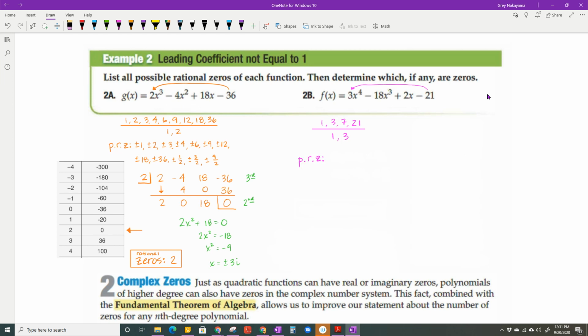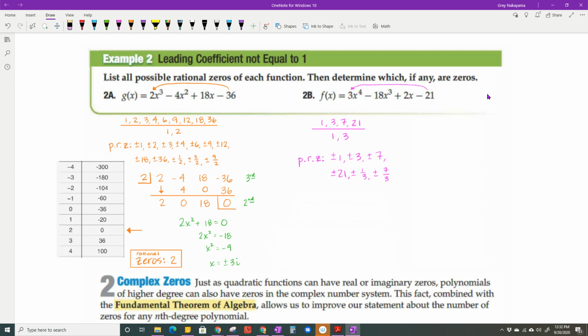So my possible rational zeros, I'm going to list all those that go over 1: plus or minus 1, 3, 7, and 21. 21 must be down here. And then I'm going to put them over 3. So 1 over 3. 3 over 3 is already in there. It's 1. 7 over 3, and 21 over 3 is already there. So those are my possible rational zeros.